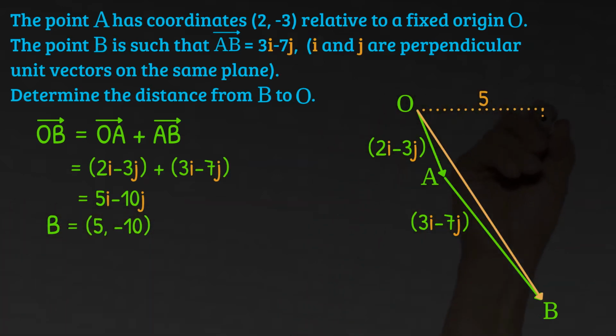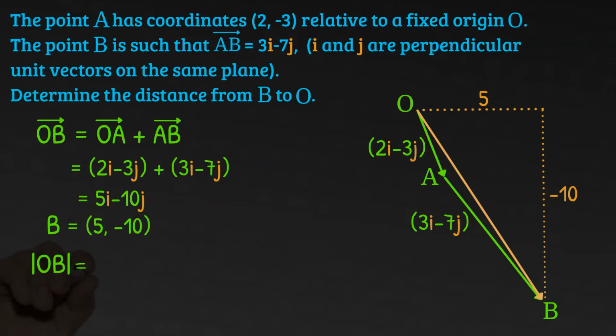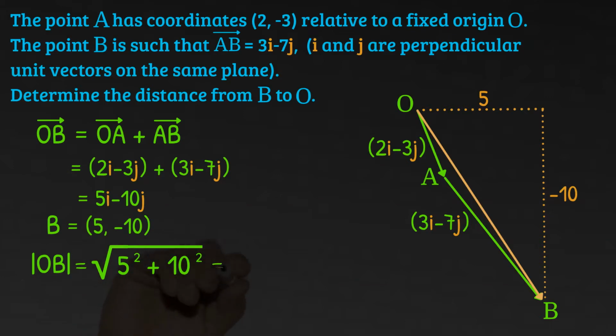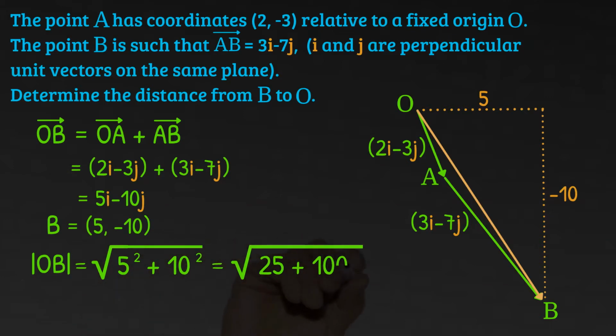So if we draw these lines in, you can see it makes a nice right-angled triangle, so we can use Pythagoras' theorem to work out the distance OB. Using Pythagoras, the square of OB is equal to the square of 5 plus the square of minus 10. Although for magnitude you don't need the signs anyway, so you just need the distance. Therefore, the magnitude or the distance from O to B is equal to the square root of 5 squared plus 10 squared. That's equal to the square root of 25 plus 100, which is the square root of 125.